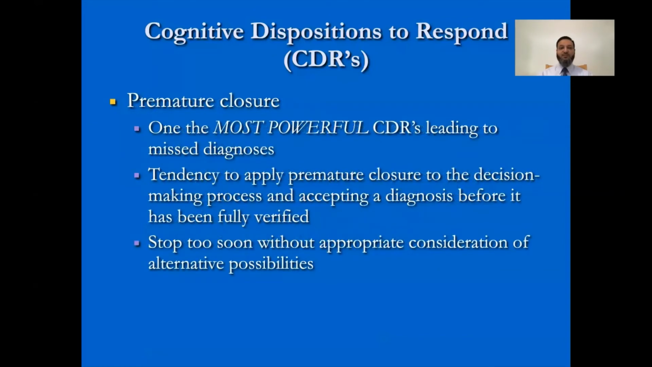Premature closure. This is one of the most powerful biases or CDRs leading to missed diagnoses. It is the tendency to apply premature closure to the decision-making process, accepting a diagnosis before it has been fully verified. So basically you stop too soon without appropriate consideration of alternative possibilities. You prematurely close your thought process, make a final diagnosis, and stop thinking about what else might be going on with the patient or looking into other possibilities too soon, and then you end up missing the actual diagnosis. So premature closure is one of the most common and most powerful biases that we as physicians can fall victim to. It's a very important bias or CDR to keep in mind.